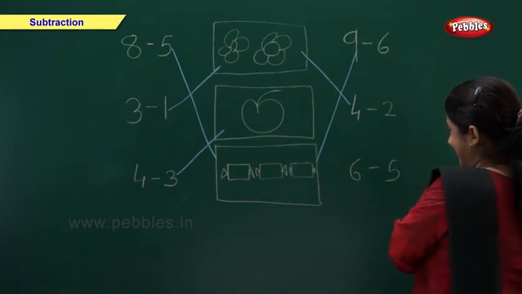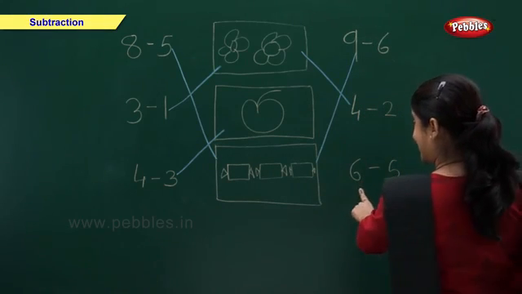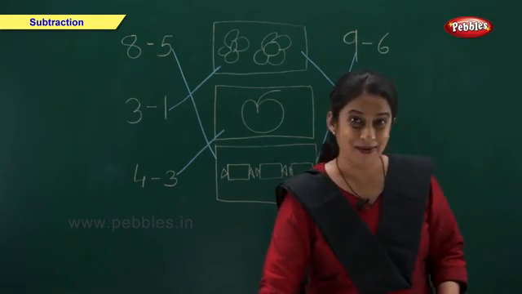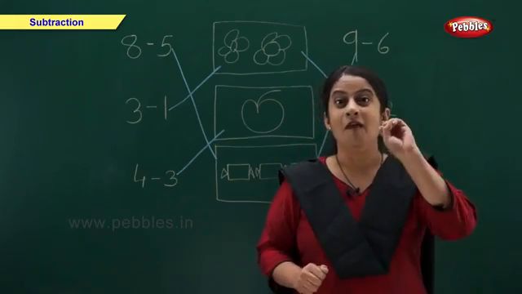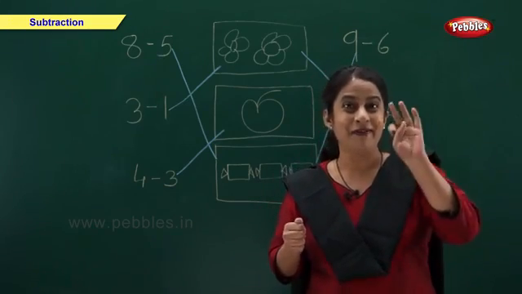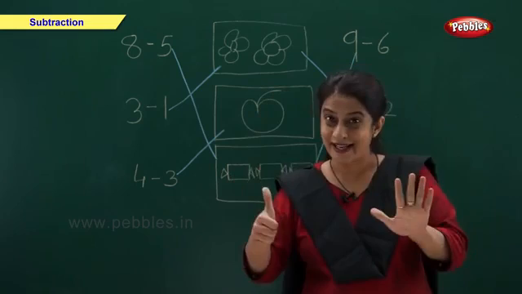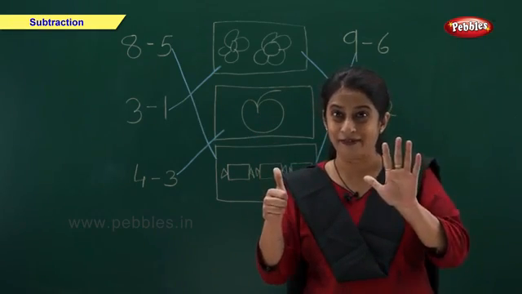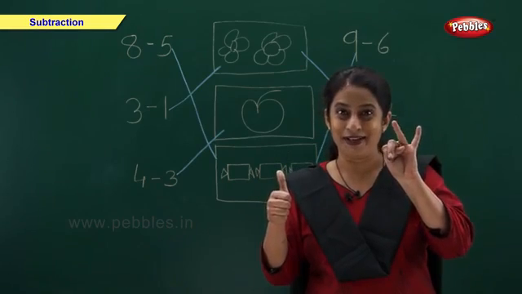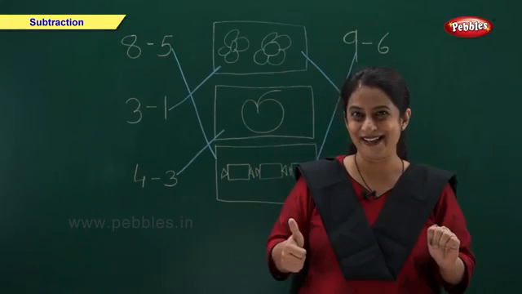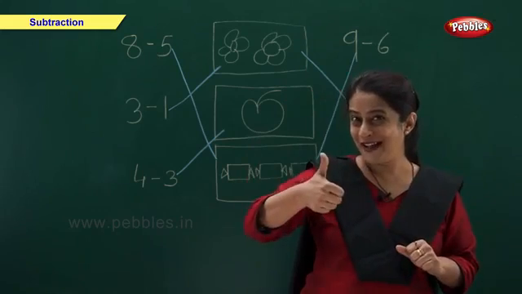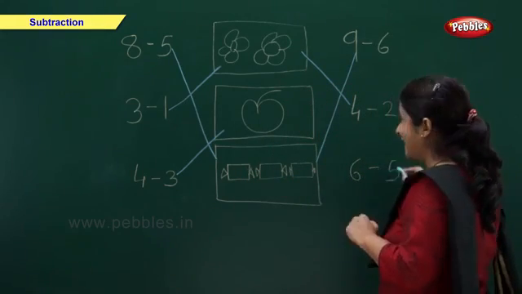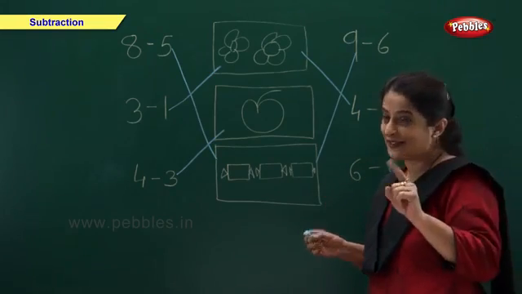And which numbers are remaining now? We have 6 minus 5. So let's count and match. 1, 2, 3, 4, 5, 6. 6 fingers. And now we'll minus 5. 1, 2, 3, 4, 5. How many fingers left? 1. So now 6 minus 5 is equal to 1.